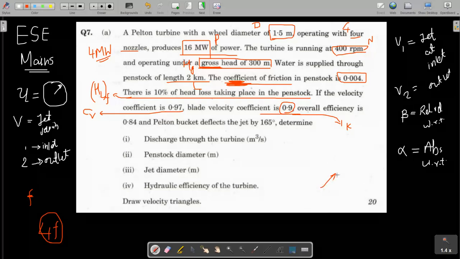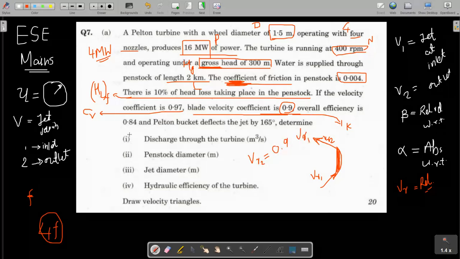Suppose I am taking Vr1 here, where Vr means relative velocity, not absolute velocity, and Vr1 means relative velocity at inlet. So whatever the water leaving out of the blade, the relative velocity component has some value, but it is less, which means there will be some friction on the blade. So this is not an ideal case. Here the blade velocity coefficient 0.9 we can write as Vr2 equal to 0.9 times Vr1.